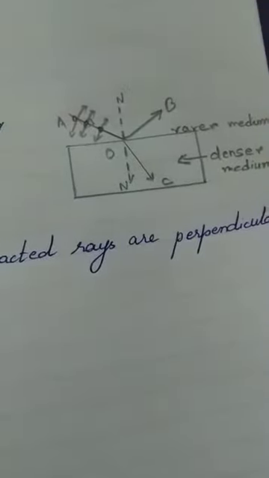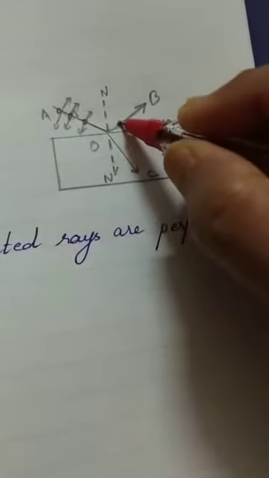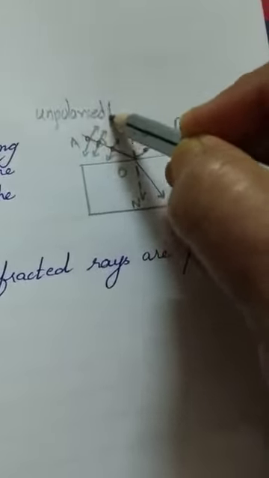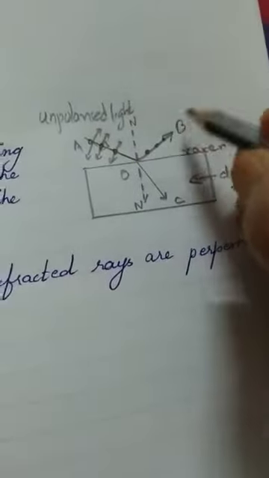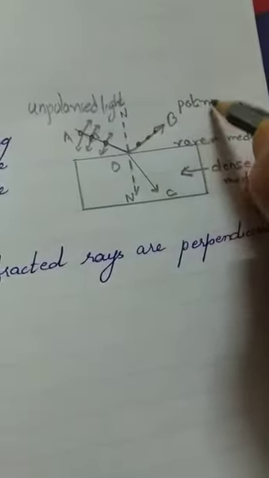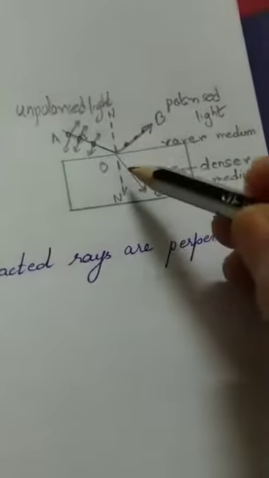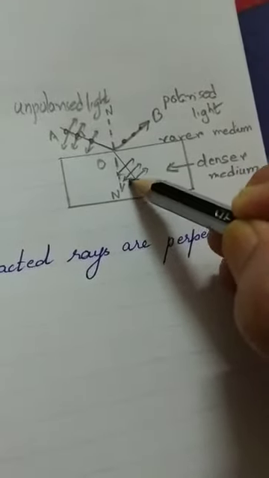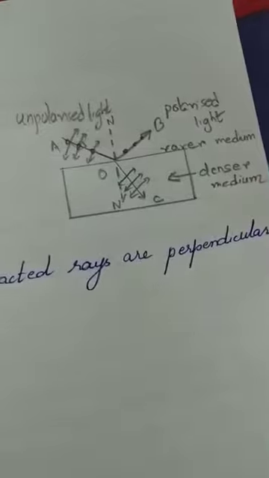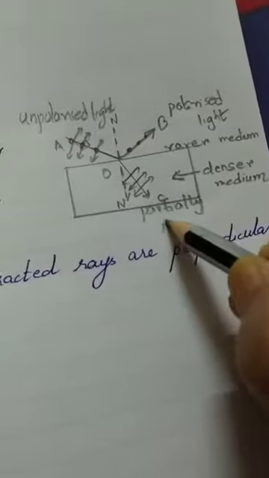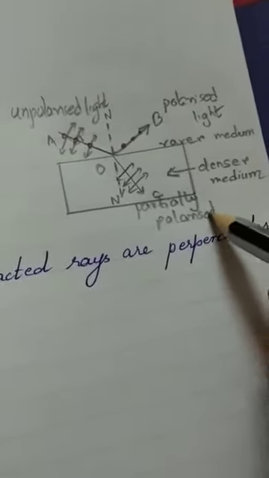The reflected ray is polarized, completely polarized light. So this one is the unpolarized light. This one is a polarized light. This one here, the refracted ray, is the partially polarized light.